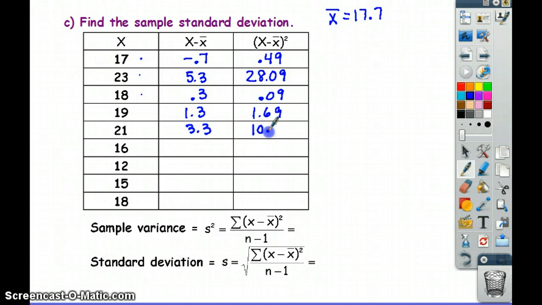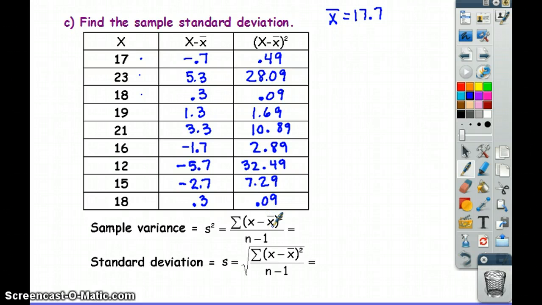And squared, that's 10.89. 16 minus 17.7, that's the negative 1.7. When we square that, we get 2.89. 12 minus 17.7, once again, I get a negative number. And square that, and I get a positive, 32.49. 15 minus 17.7 is negative 2.7, squared, 7.29. And then finally, I get 0.3, which when I square it is 0.09.